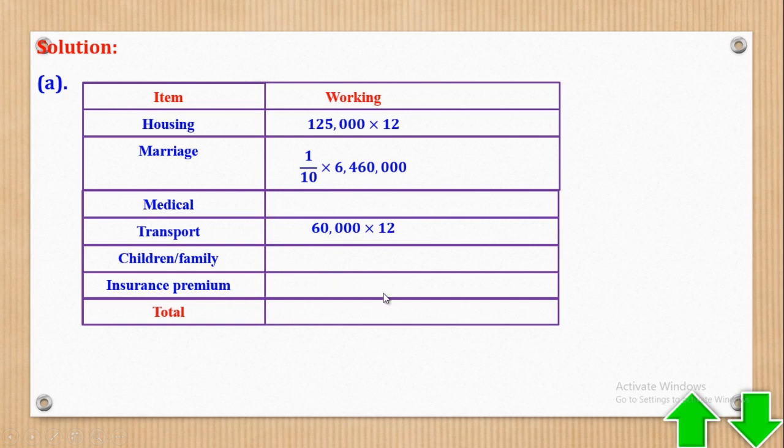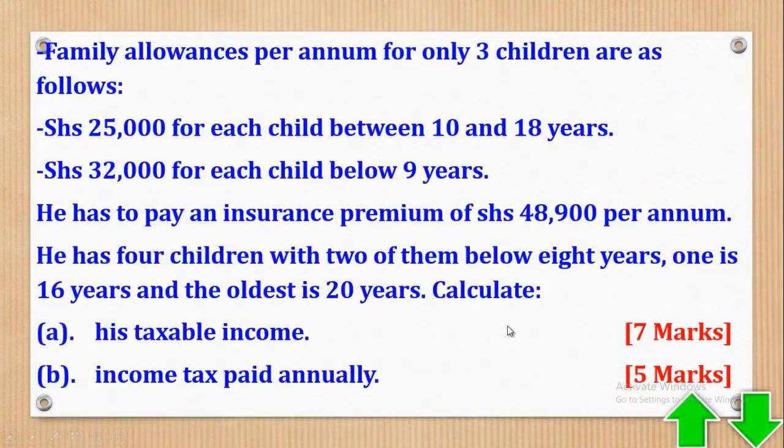Now, when we go to children, they give allowances for 3 children. So let's first analyze these children. The family allowance per annum is for only 3 children, but this man has 4 children, with 2 of them below 8 years. One is 16 years old and the oldest is 20 years.